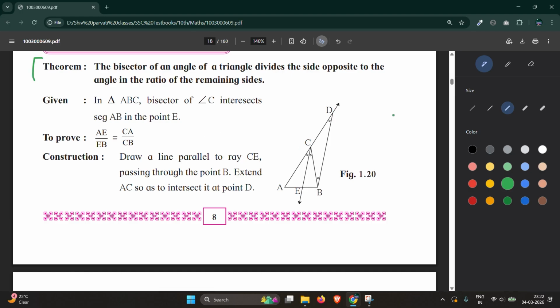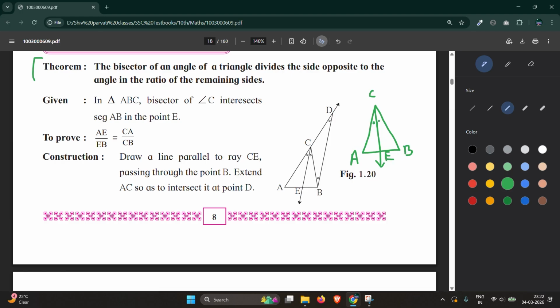But otherwise, if you see, it is very easy to prove. You just have to draw a simple triangle. Then what you do is you have an angle bisector over here. So let's say this is C, this is A, and this is B, and let's call this point E.